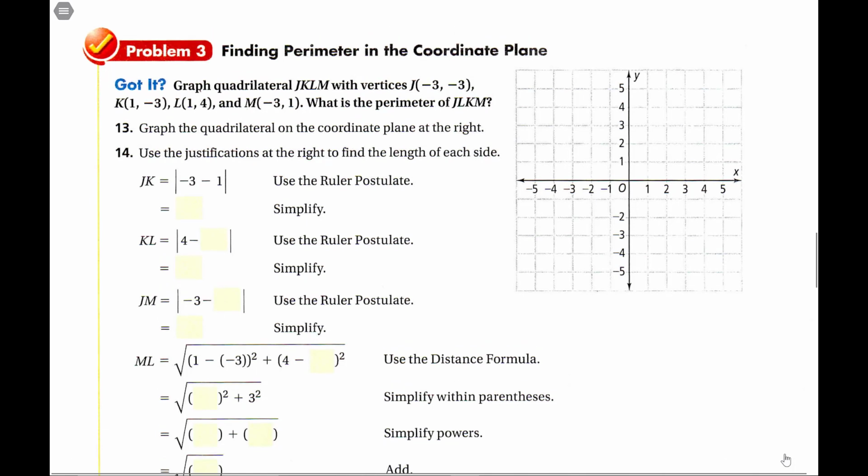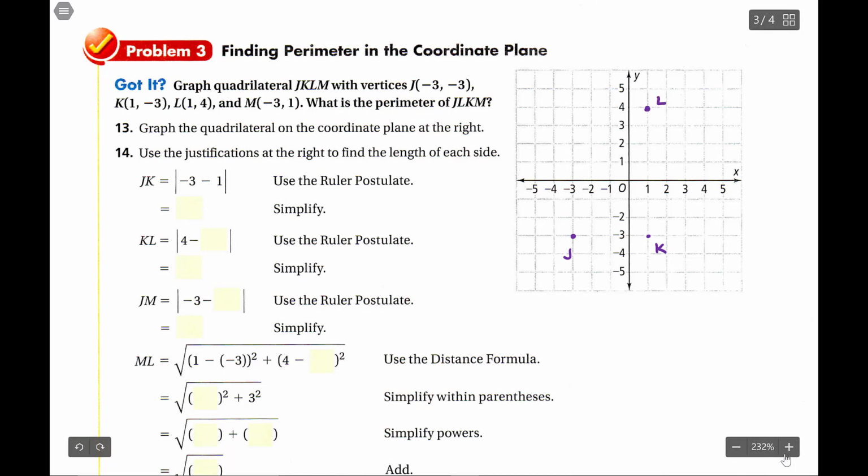Problem number 3, we're going to find a perimeter in the coordinate plane. With that one, we're going to graph a quadrilateral JKLM with vertices at -3, -3. So that's our vertex J. At 1, -3, that's our vertex K. L is at 1, 4. And M is at -3, 1. If we connect these dots to create the quadrilateral, we want to be able to find its perimeter.